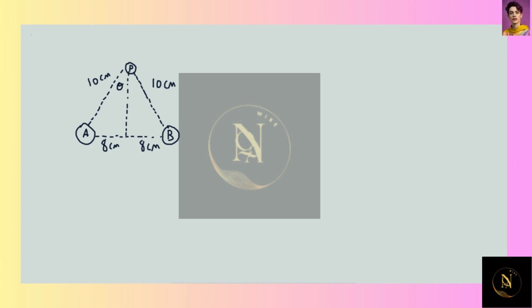So we're given that we have two masses, mass A and mass B, and then we have a third mass up here, mass P, and we want to know what the net acceleration is on it due to the gravitational force from masses A and B.